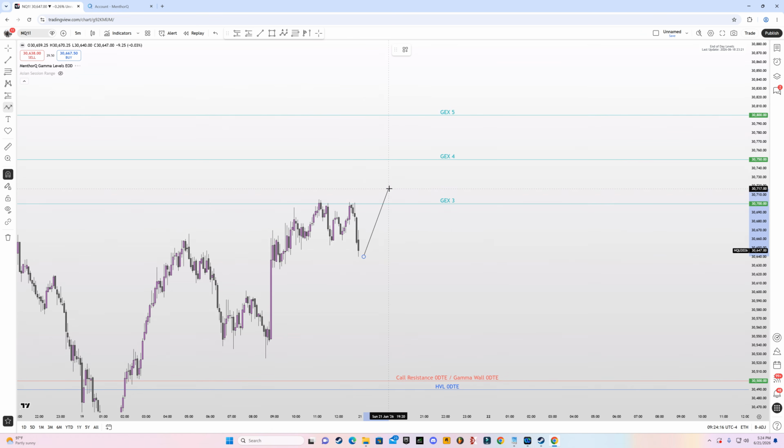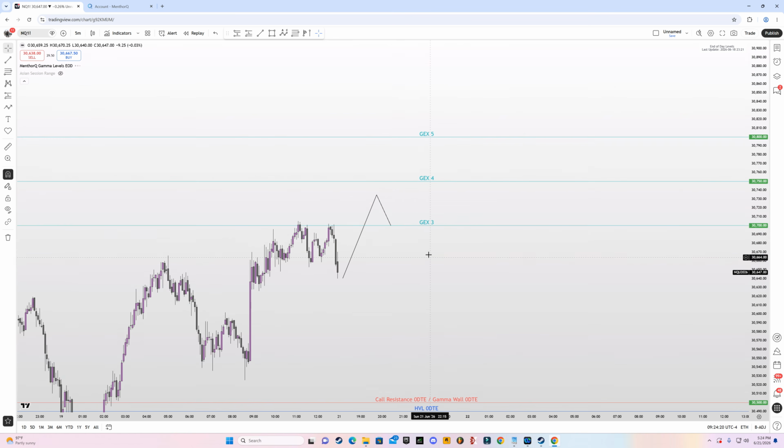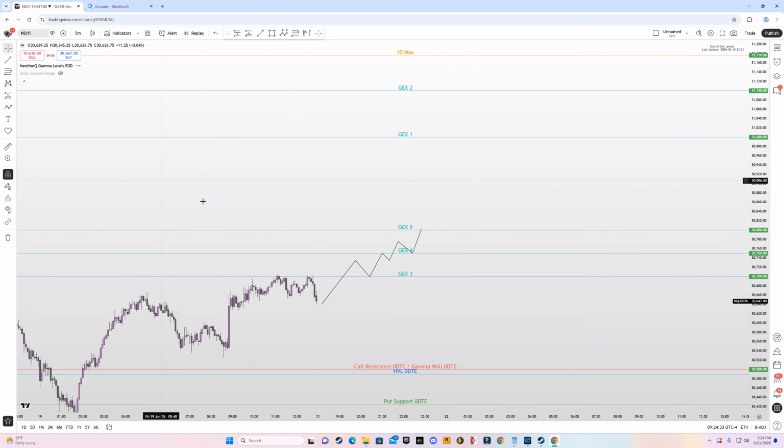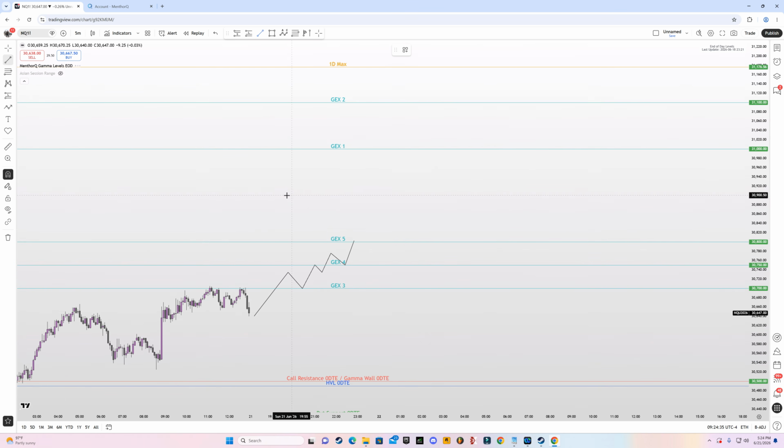Now, if the gamma condition was negative, what we would do is we would wait for breakouts. So if we break above the GEX3 level, we would wait for a retest, look for order flow confirmation here, and then we can target the GEX4 level, right? And then we can wait for another break like this, and then we can look for another push to the upside, something like that. But when we approach a resistance level, so the call resistance during the negative regime, we can look for extra powerful breakouts.